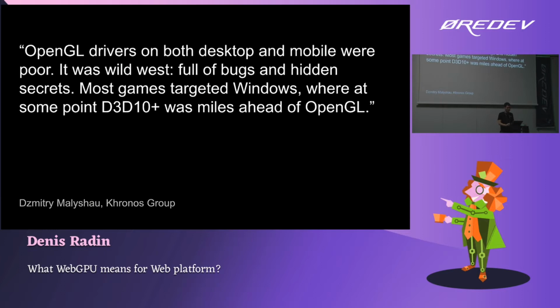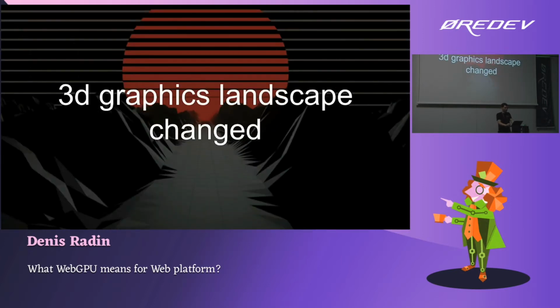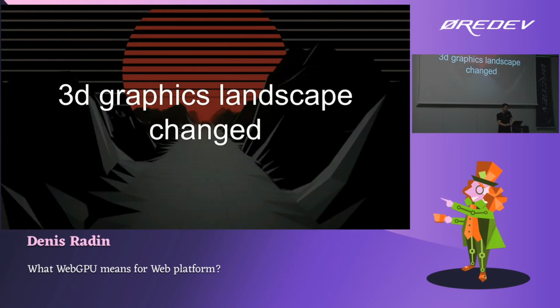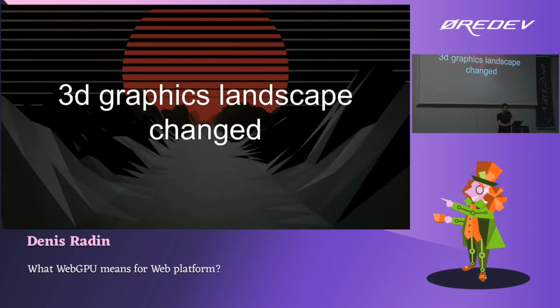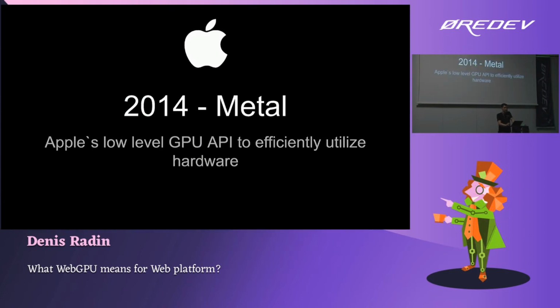This is one of Khronos Group members writing about the problem, and yeah, the nightmare it turned out to be to support an OpenGL port for the web. So the 3D graphics landscape changed. In 2014, Apple released Metal. It's not OpenGL compatible. It's a completely new API for a GPU.